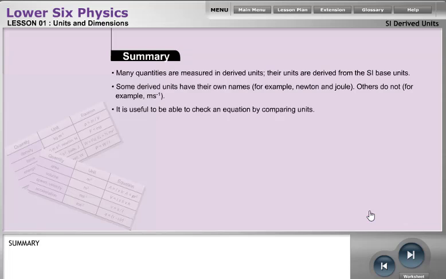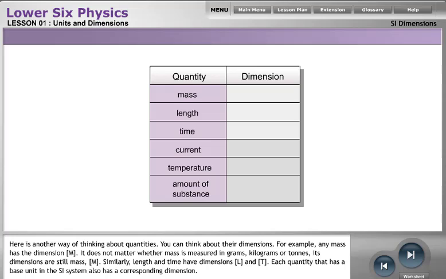Summary. Here is another way of thinking about quantities. You can think about their dimensions. For example, any mass has the dimension M. It does not matter whether mass is measured in grams, kilograms, or tons. Its dimension is still mass, M.